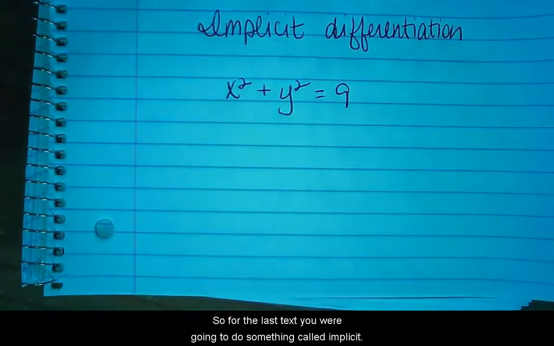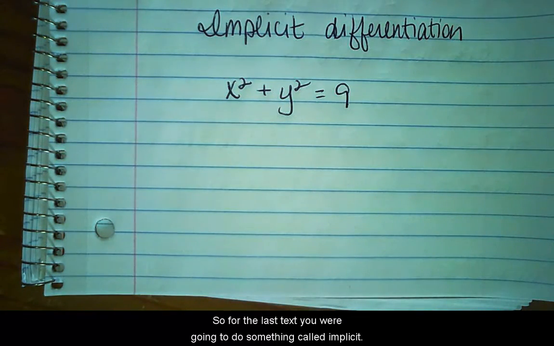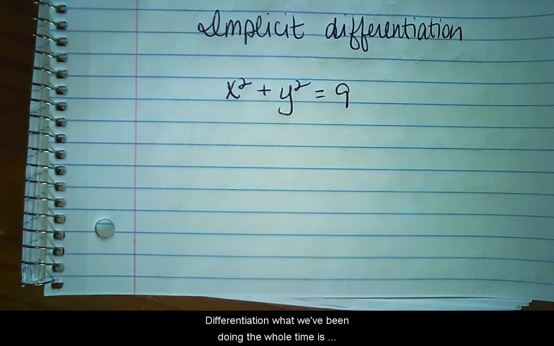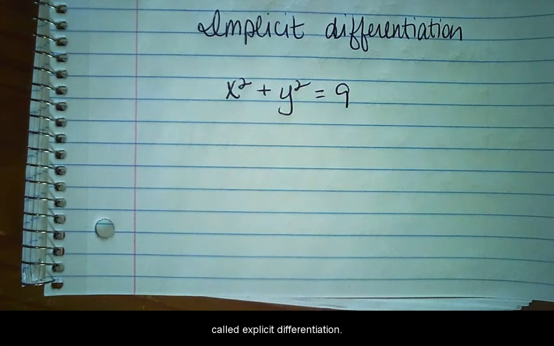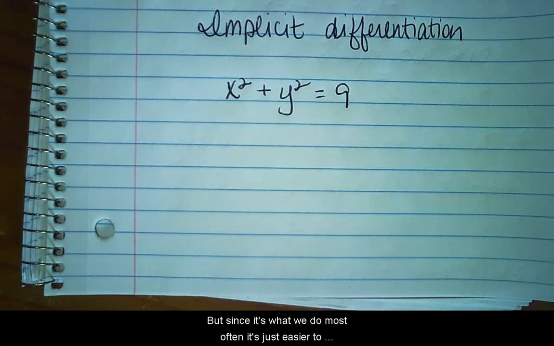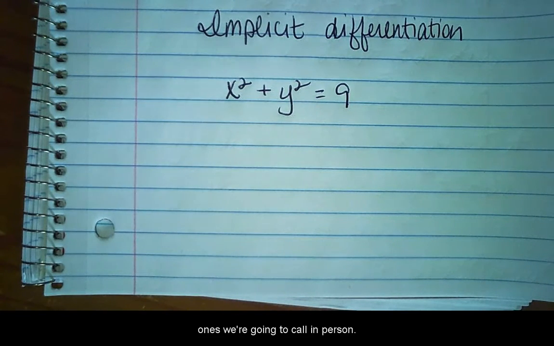So for the last section, we're going to do something called implicit differentiation. What we've been doing the whole time is called explicit differentiation. But since it's what we do most often, it's just easier to say differentiate. And then when we get to these weird ones, we're going to call it implicit. Bottom line is that we're going to take derivatives of things that are not functions.